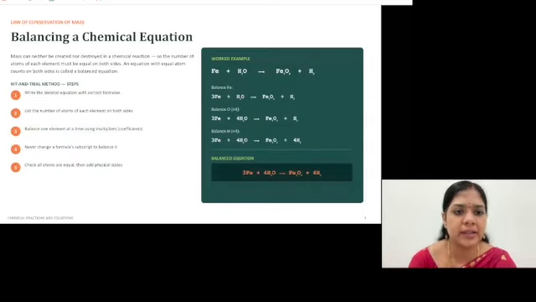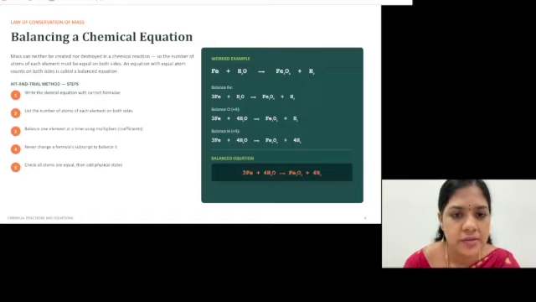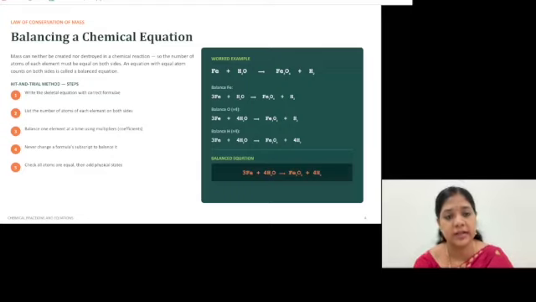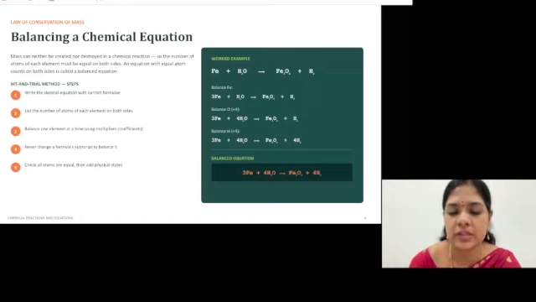So balancing a chemical equation, we can do this in different methods. Here the first one is the trial and error method. You can look at the example, iron and water gives rise to ferric oxide and hydrogen. This is the chemical reaction, and to write it in the form of a balanced equation, what you should do is, first we look at which is having more number of atoms. So it is Fe3O4.